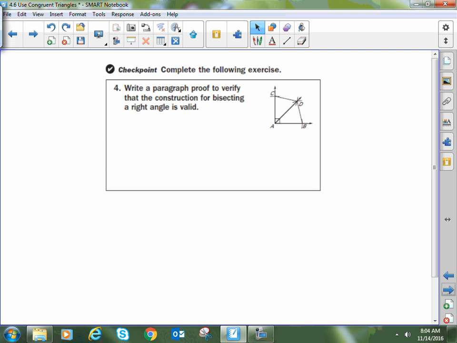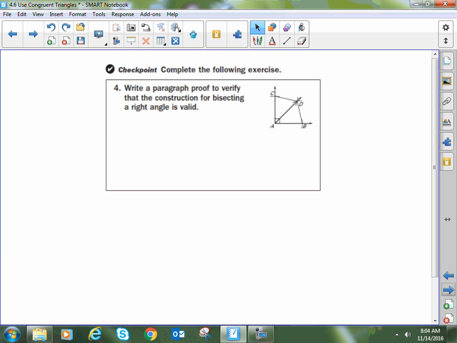Now here it is saying write a paragraph proof to see if the construction here is valid. I want you to go ahead and pause the video and try to reason your way through answering this question. When you're ready, hit play, come back and compare your answer with mine.